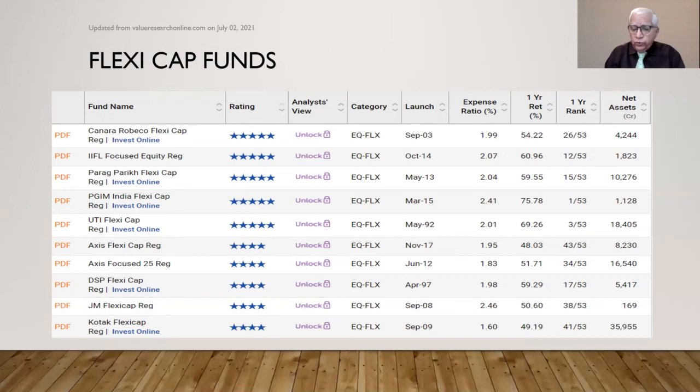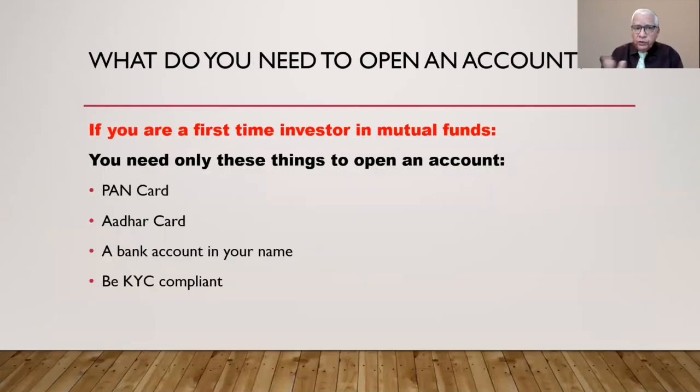Now coming back to our presentation, we'll continue. If you are a first time investor in mutual fund, for example, you have no idea what mutual fund is about, and you want to invest in mutual fund for the first time, what do you need? You need only these things to open an account. You require a PAN card in your name. You require an Aadhaar card. You require a bank account in your name. And be KYC compliant.